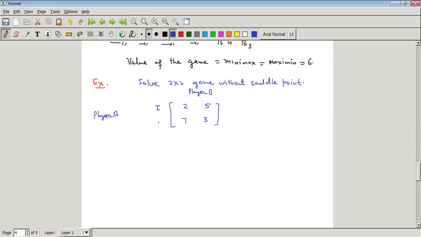Player A plays with 2 strategies, 1 and 2. Player B also plays this game with 2 strategies, 1 and 2. Now if we use the circle and square formula, how can we find the saddle point? 2 is the minimum, so we circle this. 3 is the minimum, so circle this. Now come to column maximum: 7 is maximum, and in the second column 5 is not. So there is no common element in row and column. So this game has no saddle point.